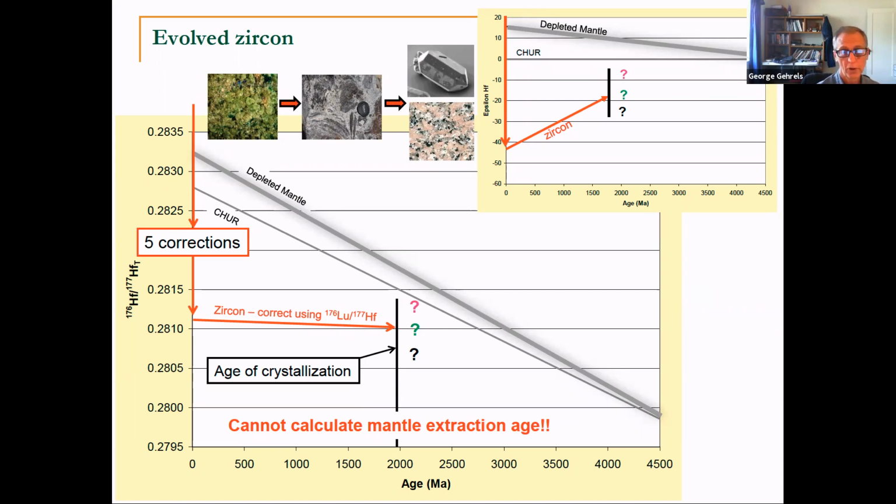You can't go farther than that because there is no information in that zircon about what was going on before 2 billion years ago. It's a 2 billion-year-old crystal. It doesn't tell you anything about what was going on during the Archean.